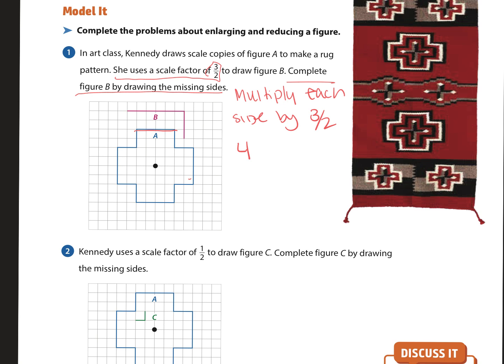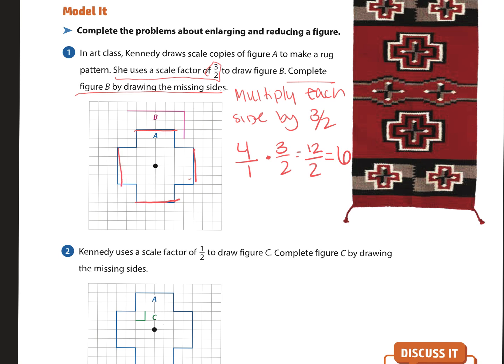But since we're multiplying 4 by a fraction, we're also going to write 4 as a fraction. So we're going to write it as 4/1. So 4 times 3/2. We multiply straight across. 4 times 3 is 12. 1 times 2 is 2. That is now a division problem. 12 divided by 2 is 6. So all the sides that are 4, when I do my dilation, they are now going to be 6.